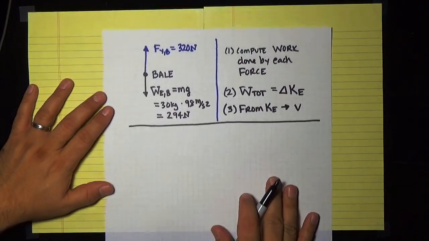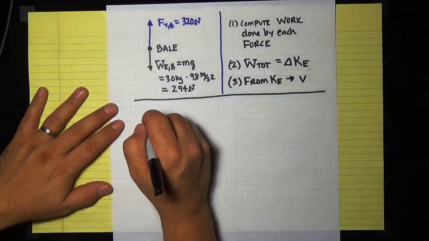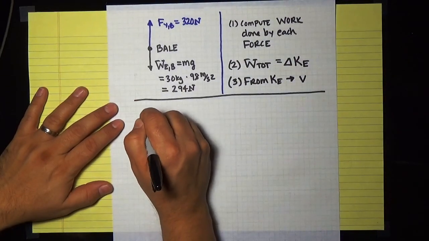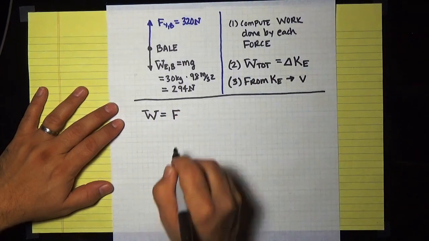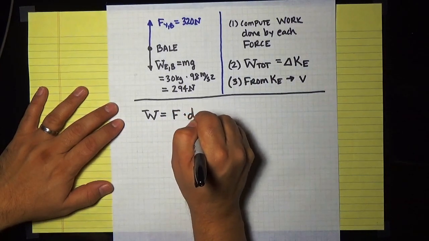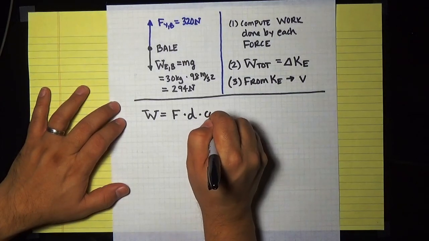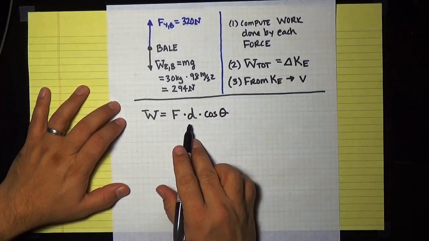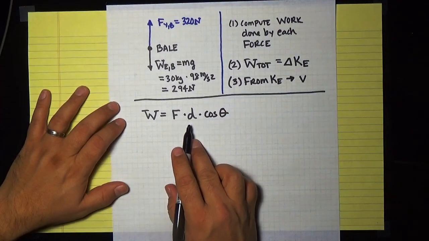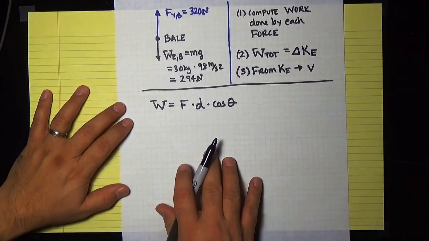So let's go ahead and compute the work done by each of these forces. So you'll remember that generically, work is defined to be the force, the magnitude of the force, times the distance over which that force acts, times the cosine of the angle between the force and the displacement of the system of interest. So let's look at this for each of the 2 forces.